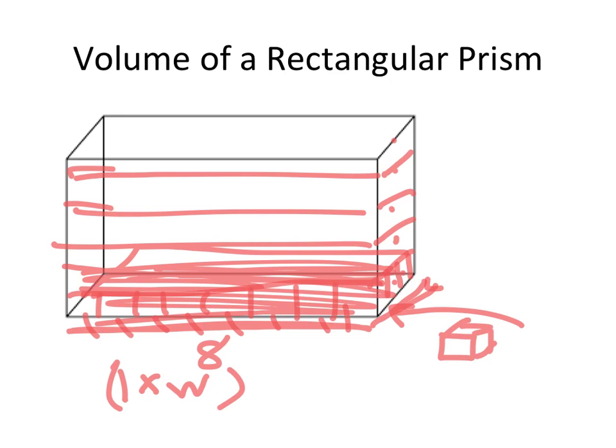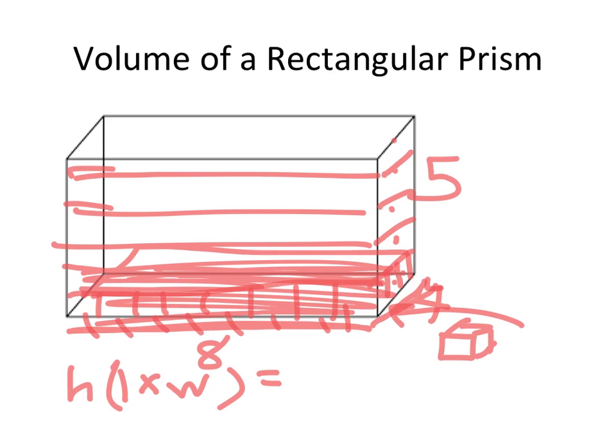So if we have 8 here and 4 here and 5 rows, that's our height. So now we need to take that length and width, which gave us the number of cubes in the bottom row, times the height, which will tell us how many of those rows we have to have.